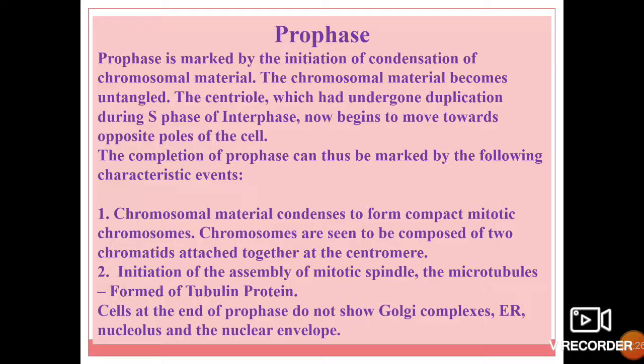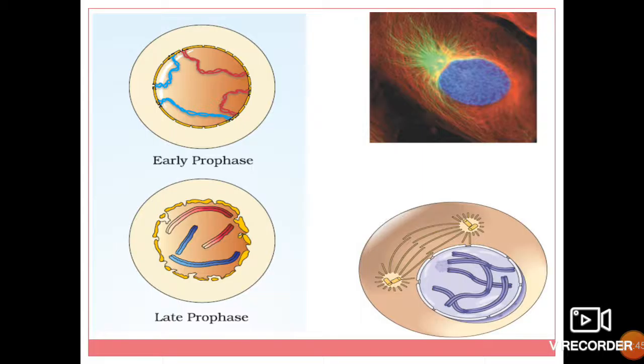The cell at the end of prophase does not show the Golgi complex, the endoplasmic reticulum, nucleolus, or nuclear envelope. That means these organelles also disintegrate and get diluted in the matrix. Now we can see in the picture that in the prophase, the cell is gradually preparing for division, and by late prophase, the nuclear membrane has started to disintegrate, and also you can see that the two centrioles are separating. It was a single structure, the centrosome.